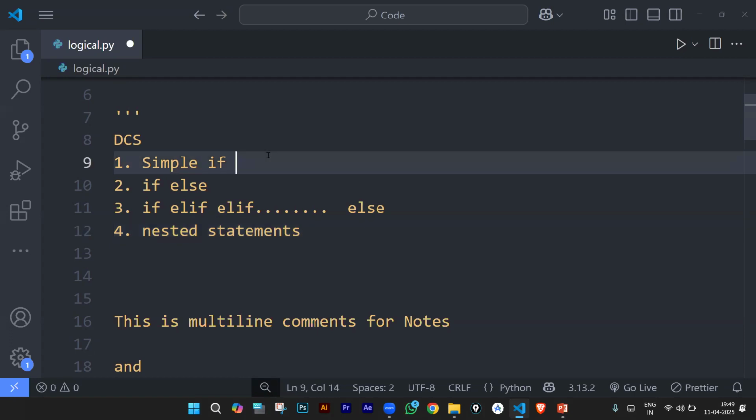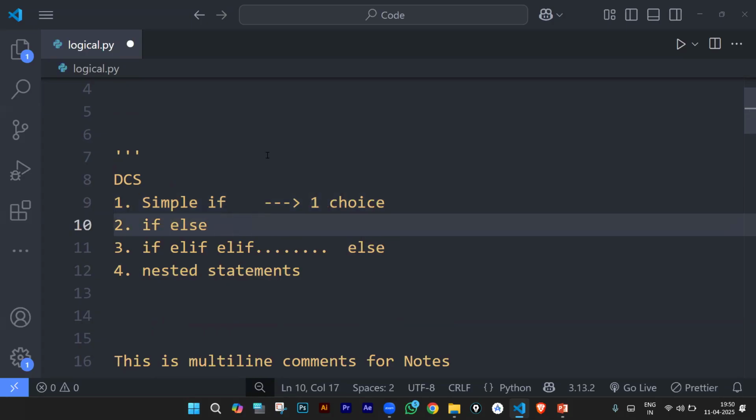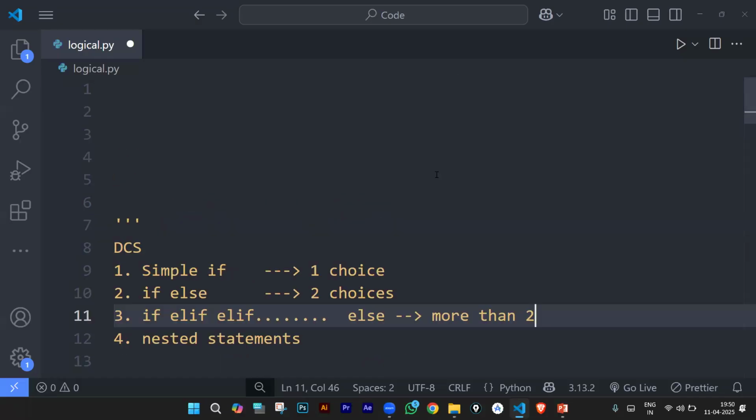Done. So when did I tell you to use simple if? If you only have one choice, one decision to make. When should you use if else? If you have two choices. When should you use if elif else? When you have more than two. You can have as many choices as you want, and you can check them. So let's get started.